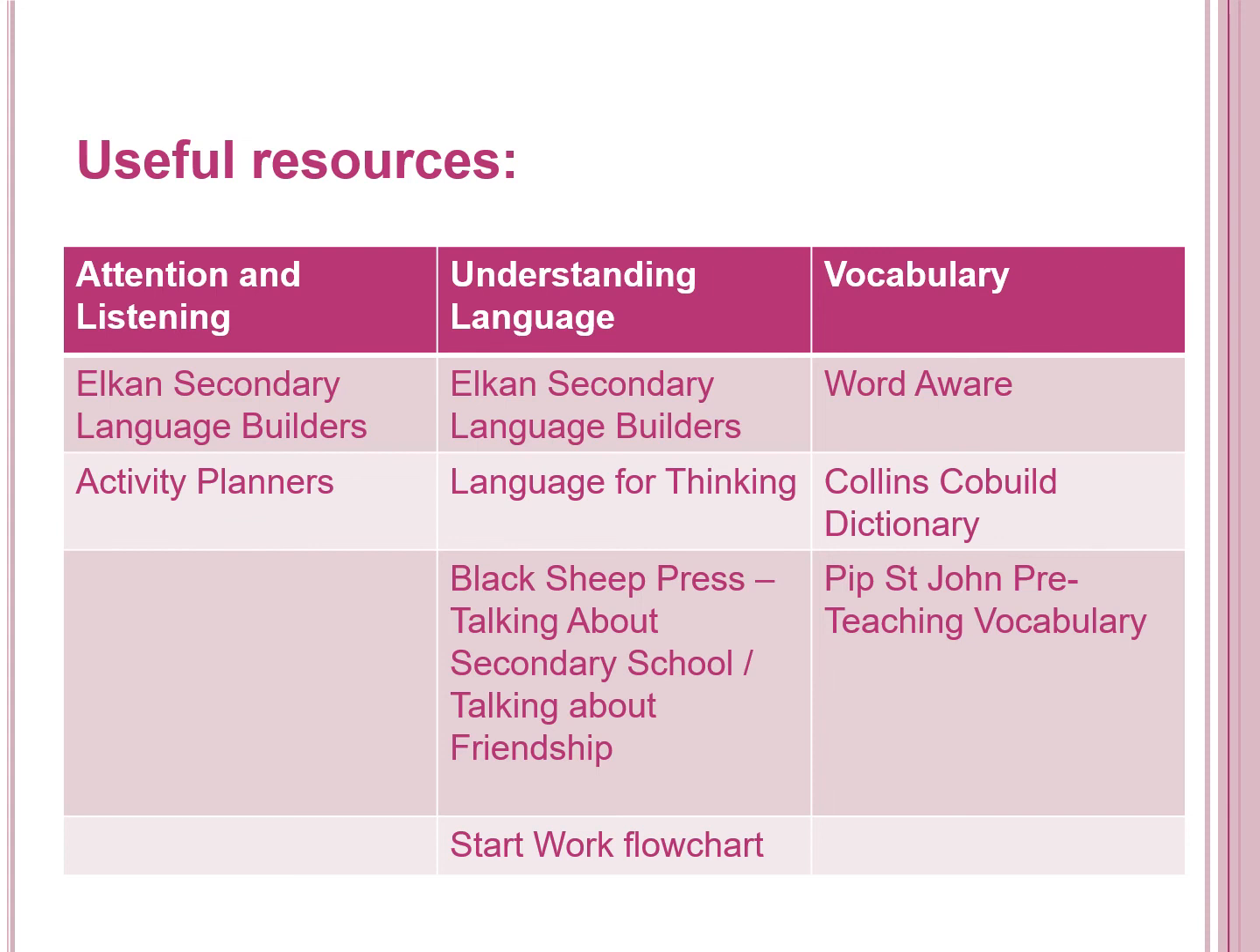Here are some helpful resources for the different areas of communication. For attention and listening, we recommend the ELCLAN Secondary Language Builders book and the activity planners we showed you earlier. For supporting understanding of language, that ELCLAN Secondary Language Builders book is really helpful, along with Language for Thinking by Parsons and Brannigan, which covers activities for the blank level questions. There's also a Black Sheep Press pack about talking about secondary school or talking about friendships, which is helpful, and the Start Work flowchart that we demonstrated could also be useful here.